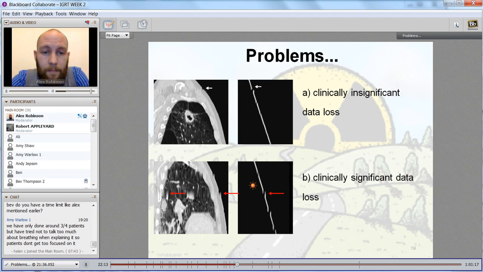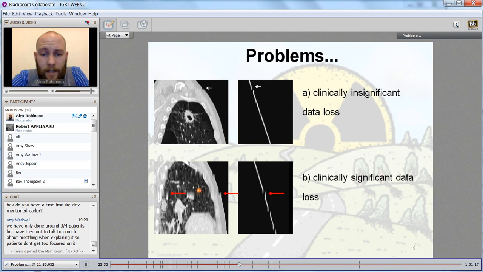So this top one up here, what they refer to is ghosting. You can see along this top edge, we've got a blurred line where they've literally just mirrored the same slices. So we can see where the tumor is, we can see where the break in the rod is, and we can see that that's clinically insignificant.